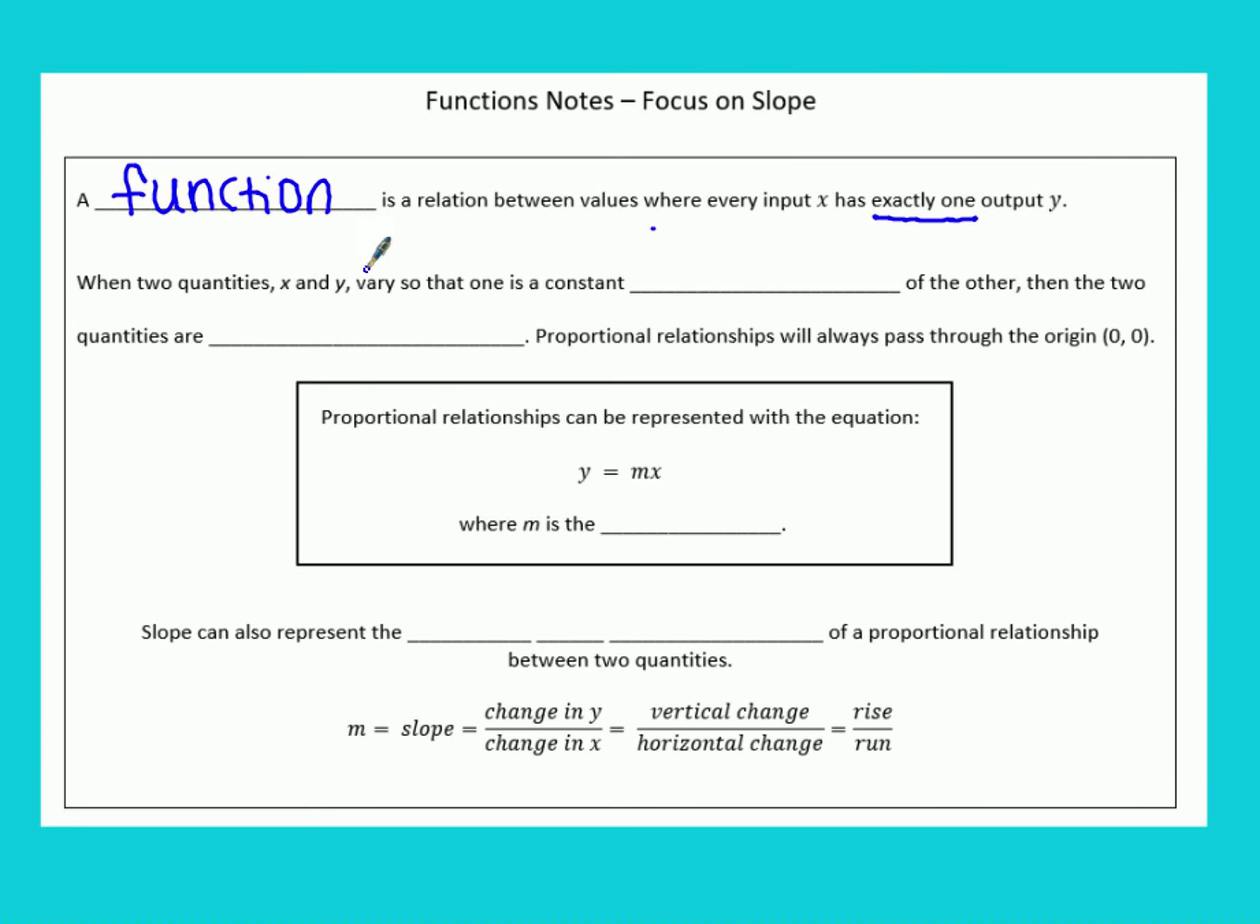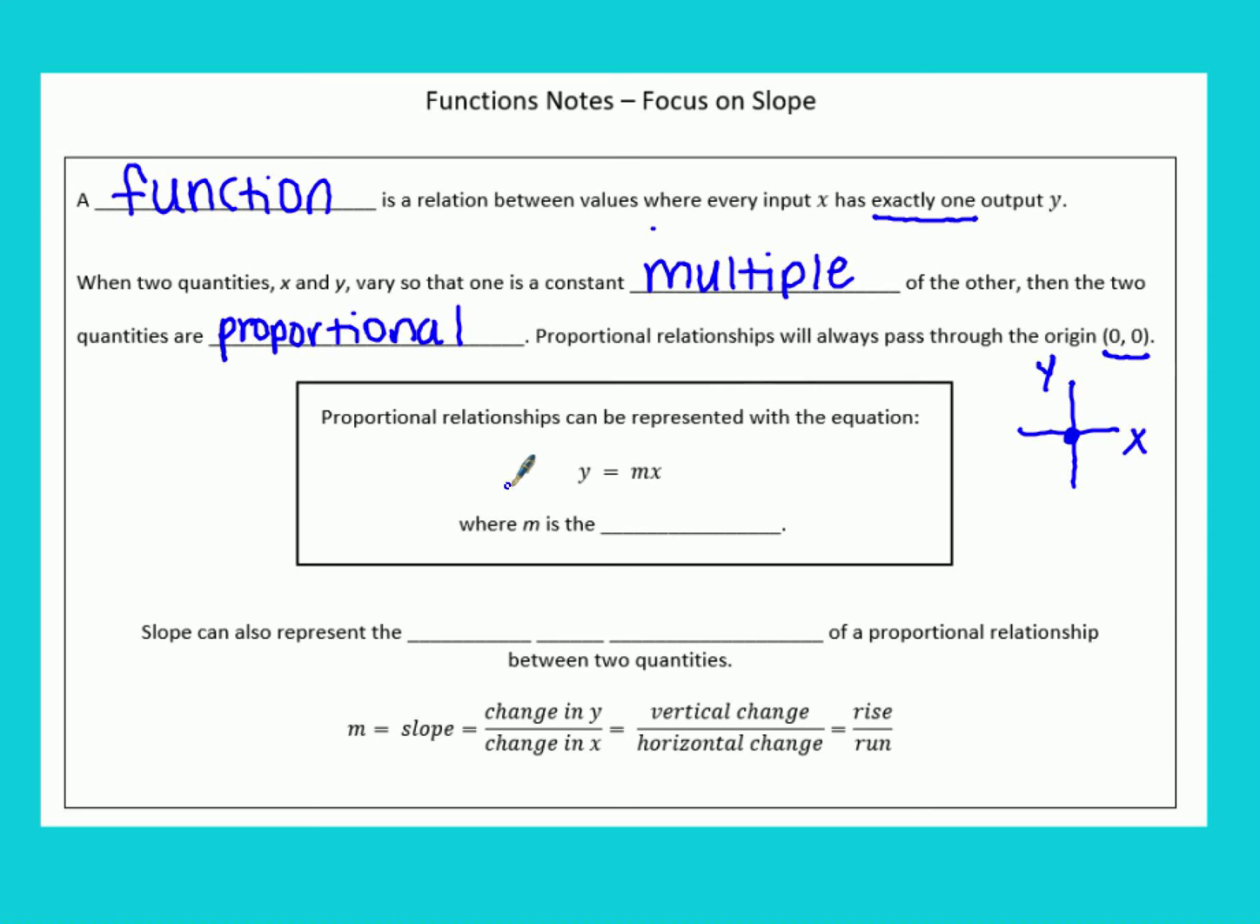Now, when two quantities, x and y, vary so that one is a constant multiple of the other, then the two quantities are proportional. So that's going to be one of our vocab words that you'll be hearing a lot. Proportional relationships will always pass through the origin of a graph at the point 0, 0. So remember, that's just the center of a graph where x is the horizontal axis and y is the vertical. 0, 0, the origin, is right in the middle here.